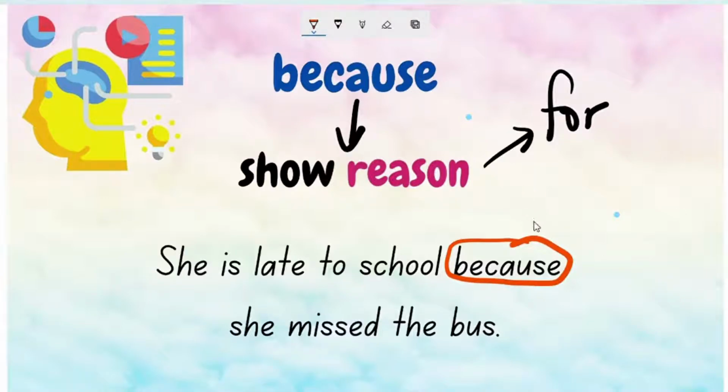Okay, where is the reason? Manakah dia punya sebab? Sebabnya adalah inilah. Dia tertinggal bus. Sebab kepada dia lewat late to school ni adalah kerana dia ketinggalan bus. Okay, question. If, kalau ada yang tertanya-tanya, Miss, can I use because in front in the beginning of a sentence? Boleh tak guna di hadapan ayat? Yes, absolutely, you can do that.